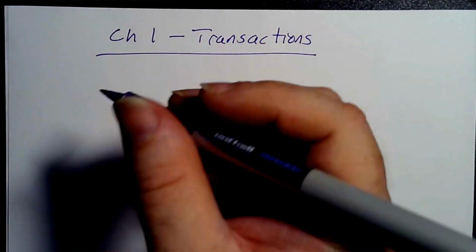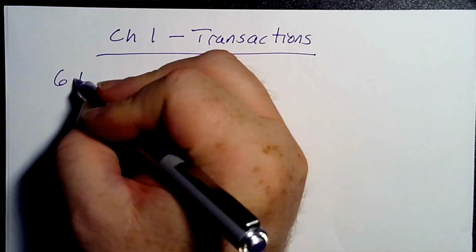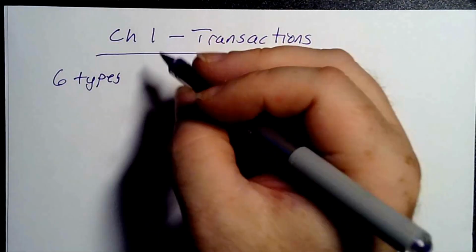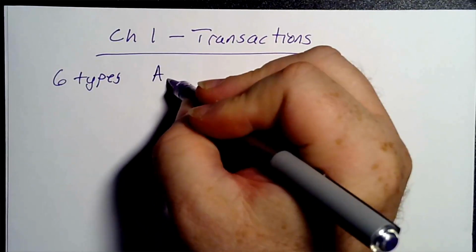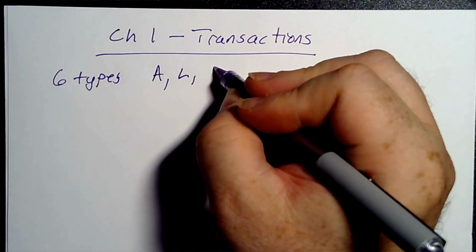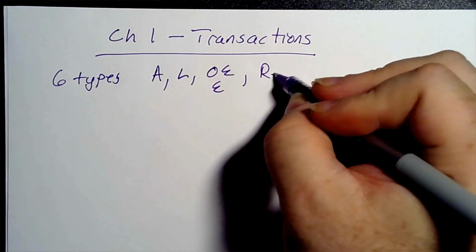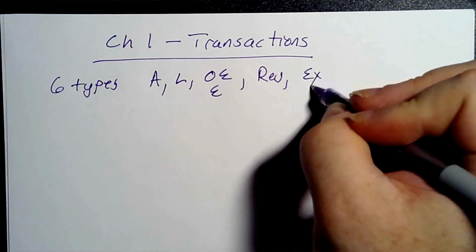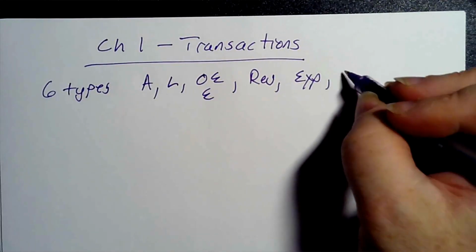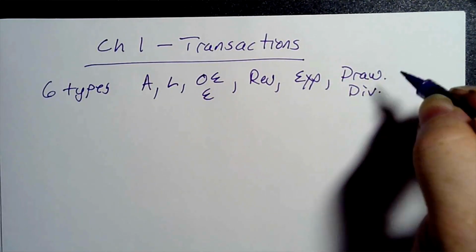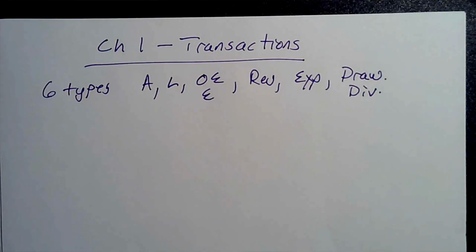Let's remind ourselves that there are six types of accounts. Now, underneath each of these accounts, there are a bunch of different individually named accounts, but these are the 6 categories. So there are assets, liabilities, owner's equity or just equity. There is revenue. There are expenses, and there are drawings or dividends. Every type of transaction we do can fit into one of these 6 categories.